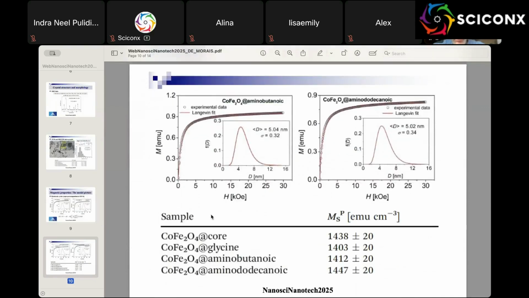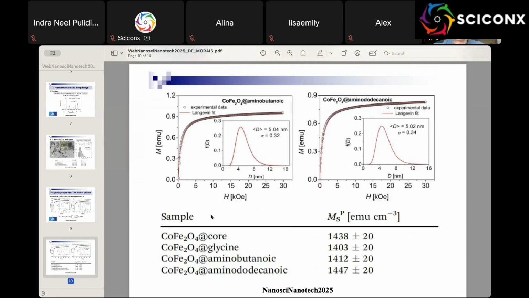Here again, two more samples with magnetization recorded at 400K. So we have the aminobutanoic acid coating of the cobalt ferrite on the left-hand side. On the right-hand side is the aminododecanoic acid, which is the longest carbon chain in the surface coating. And again, you can see how good the fitting is using the same model, and the mean size and size dispersity extracted from the curve fitting.